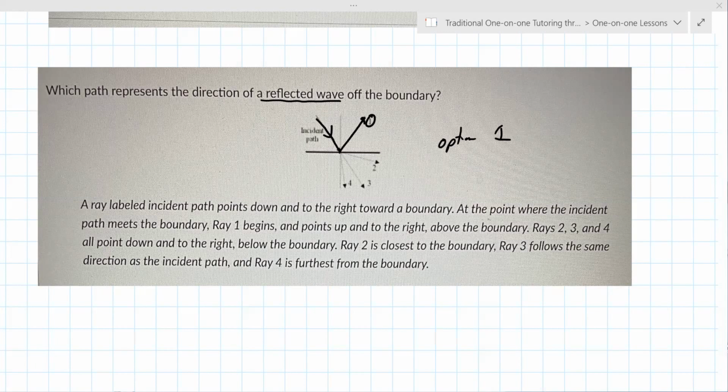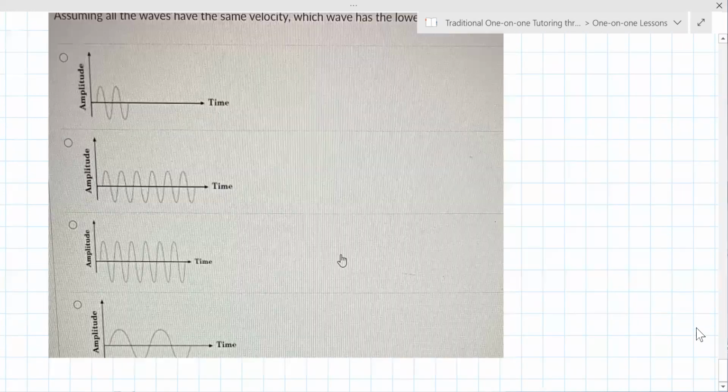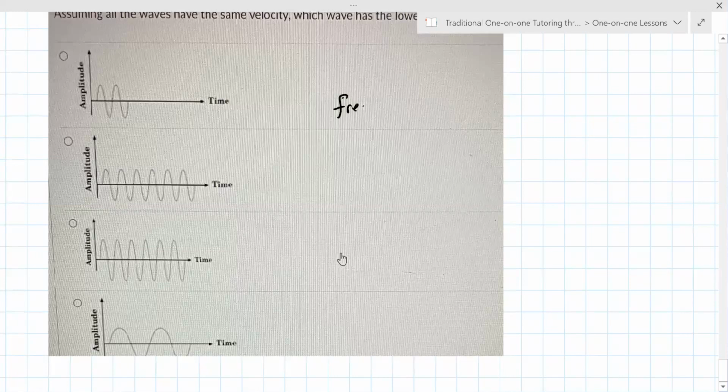All right, so on to a new question here. Lowest frequency. Okay, so here's a definition. Frequency is 1 divided by the period.